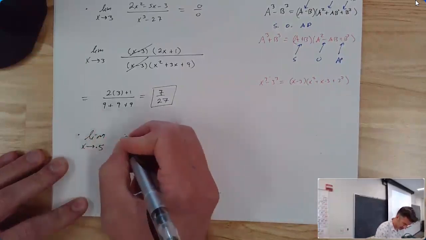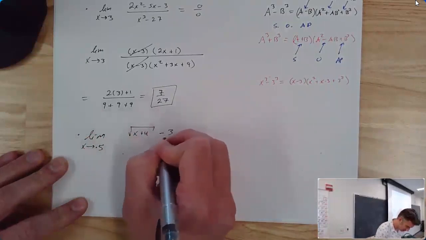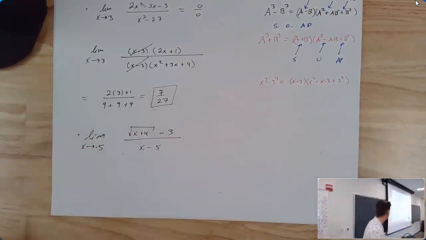Like you have the limit as x approaches 5 of the square root of x plus 4 minus 3 all over x minus 5. Definitely a 0 over 0 type. Right? If you plug in 5, you get 3 minus 3 over 5 minus 5, which is 0 over 0. But it can't factor.